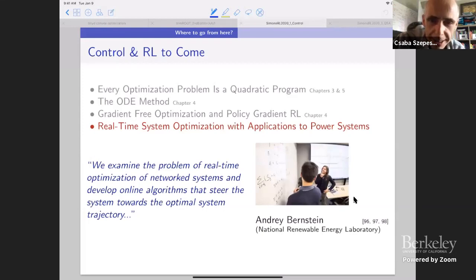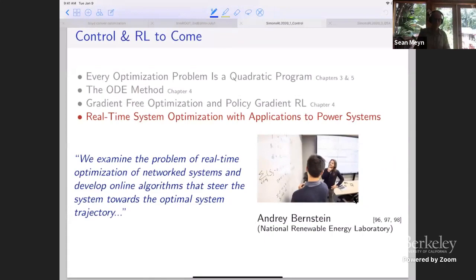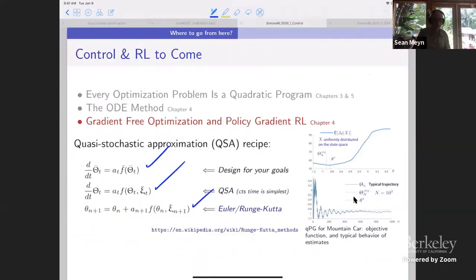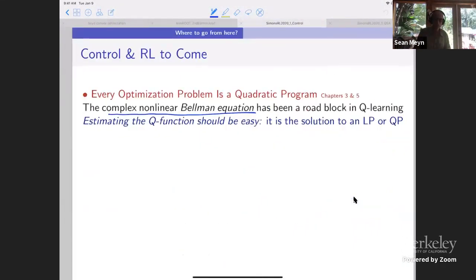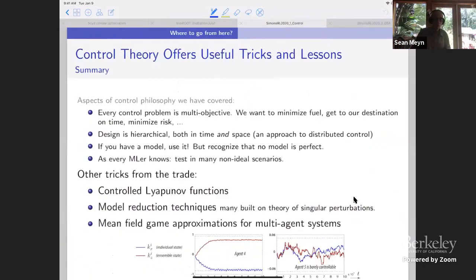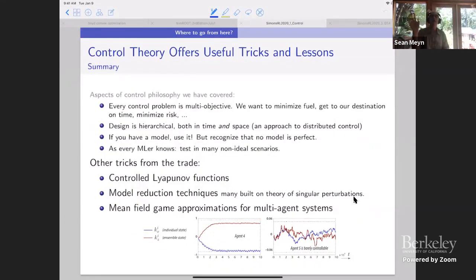Rene Carmona is asking, why do you bring up mean field games? Oh, it's advertising. It was so much fun. So the control community is obsessed with reduced order models, and they come up with mean field games. They come up with a one dimensional model of an infinite dimensional system, and they say, "My God, success!" and they walk away.